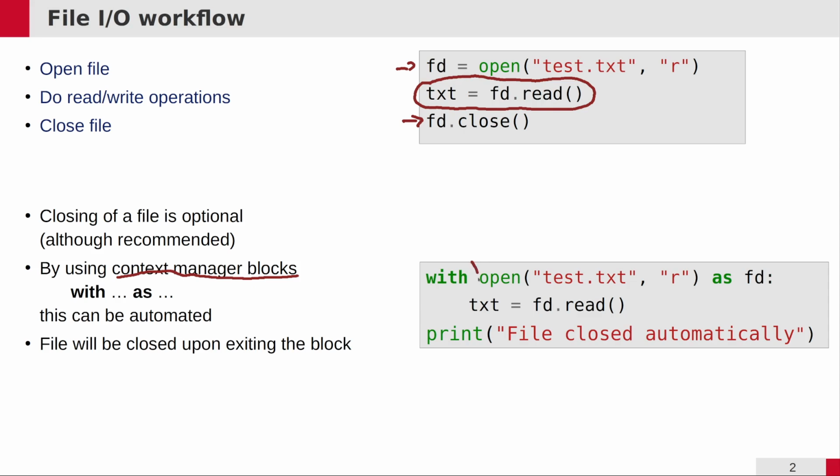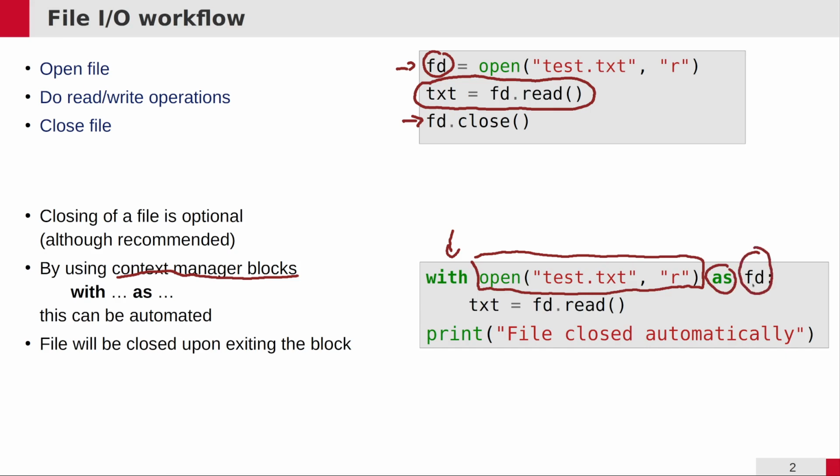So basically here I am doing the same. I'm opening a file by calling the open function, which gives back a file descriptor. This file descriptor I'm not assigning to a variable; instead I am using the with block, and using the as keyword I'm declaring that the result of the open command should be stored in the variable fd.